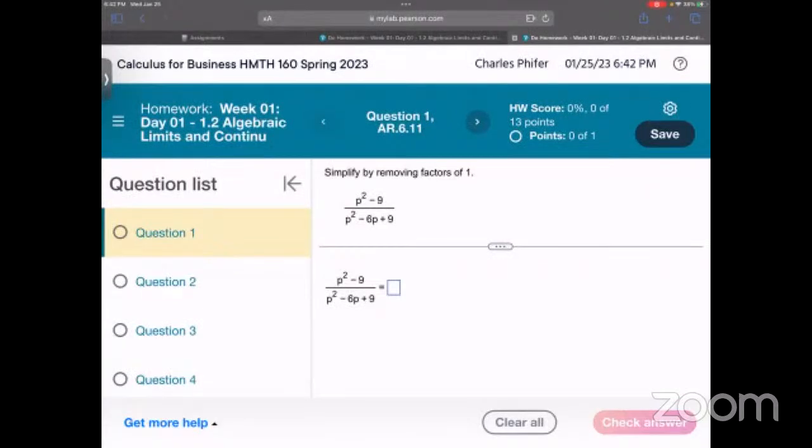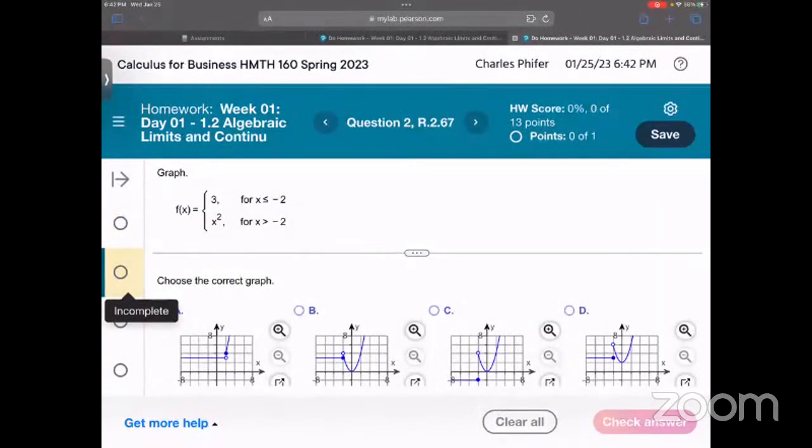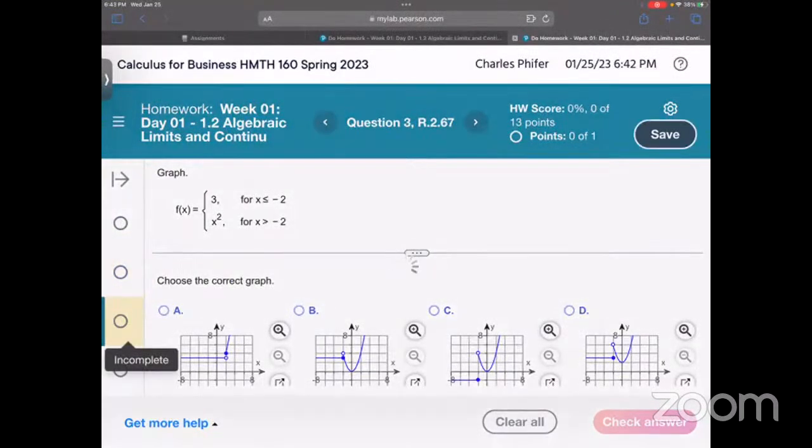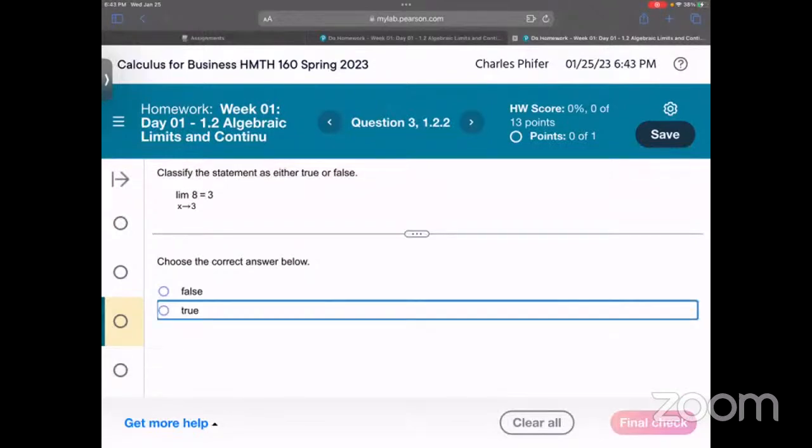Simplify by removing factors. Actually, this is a review. Let me skip this one. I want to get into 1.2. Okay, let's start here. We're asked to classify the statement as either true or false. So the limit as x approaches 3 of 8 is 3, right? I think one of the properties we said was that the limit of a constant is the constant itself. So this limit should be 8. When x is 3, the output is always 8, right? So is this true or false? This should be false.